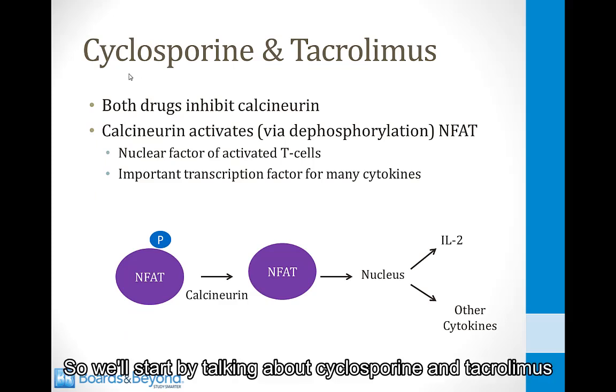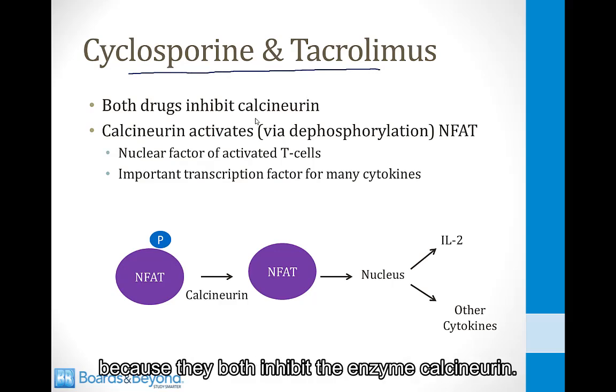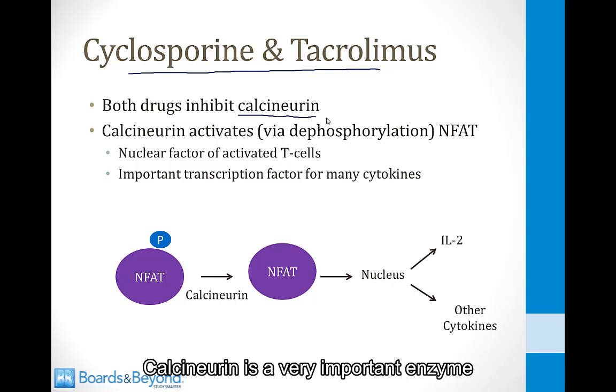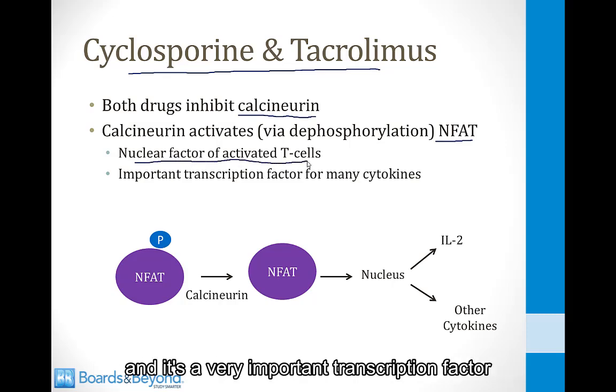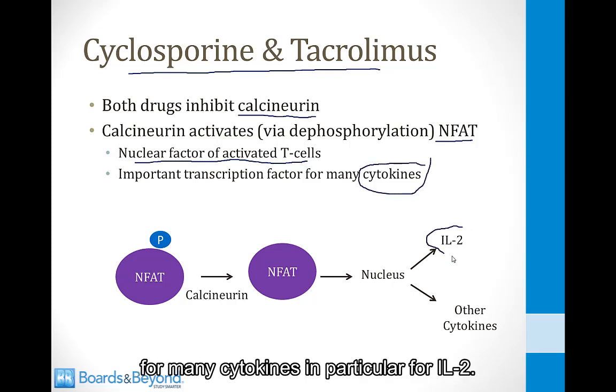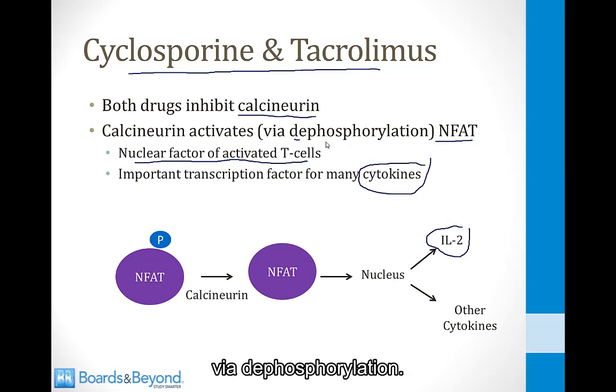So we'll start by talking about cyclosporin and tacrolimus, and you should think of these two drugs together because they both inhibit the enzyme calcineurin. Calcineurin is a very important enzyme for activating something called NFAT. NFAT stands for nuclear factor of activated T cells, and it's a very important transcription factor for many cytokines, in particular for IL-2. So calcineurin normally activates NFAT via dephosphorylation.